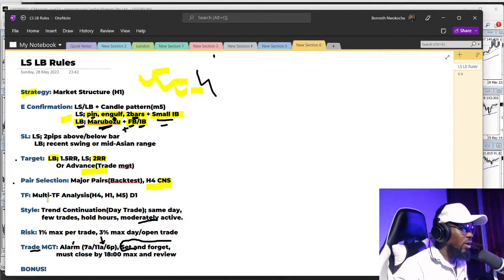All right. So, of course, my style is, we're looking at the major pairs. Now, before you take any of the major pairs, make sure you have backtested it. I'm telling you this now. It is important. Before you take any particular currency pair, don't take my word for it. Go and backtest it.